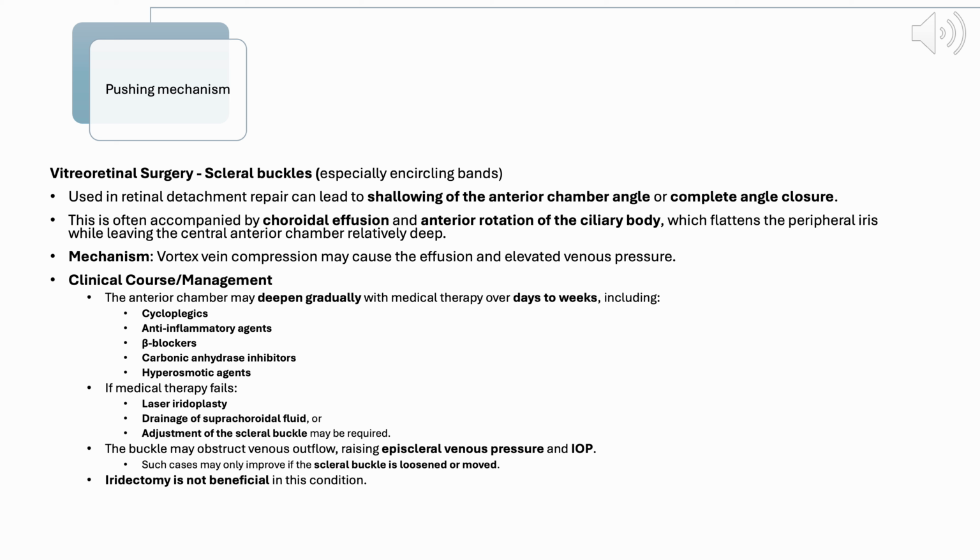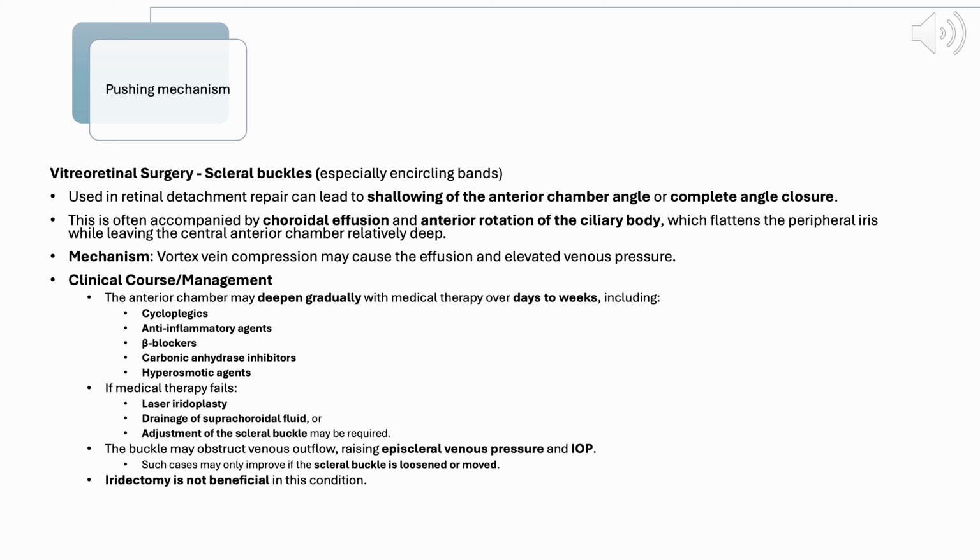Scleral buckles, particularly when an encircling band is used for retinal detachment repair, can sometimes result in secondary angle closure. This happens because the buckle may lead to shallowing of the anterior chamber angle, or, in severe cases, complete angle closure. This effect is often accompanied by choroidal effusion and anterior rotation of the ciliary body. The peripheral iris becomes flattened, while the central anterior chamber may still appear relatively deep. The proposed mechanism involves compression of the vortex veins, which increases venous pressure and contributes to effusion formation.